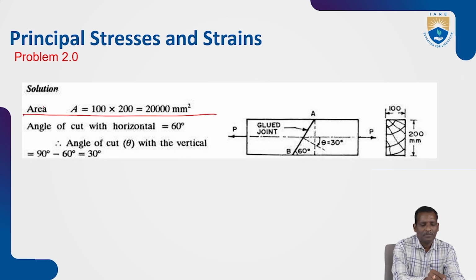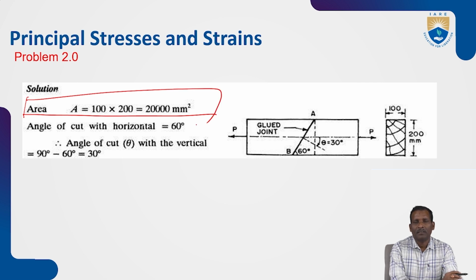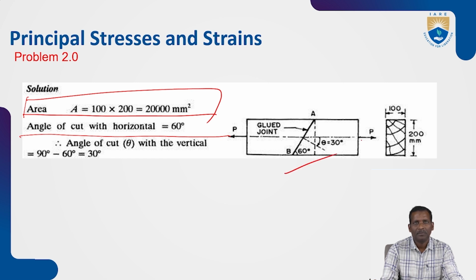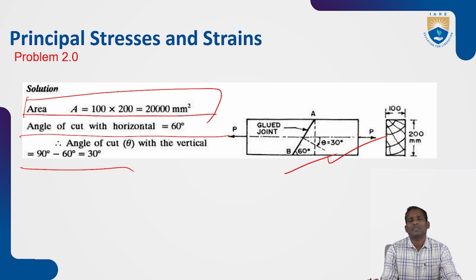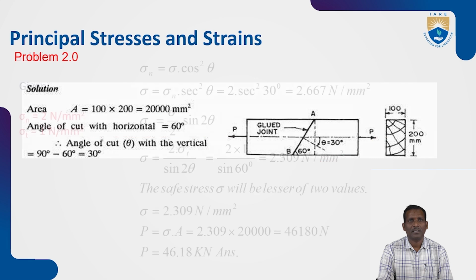So the area, rectangular section area 200 by 100, length into breadth, 20,000 mm square. The angle of cut with the horizontal is 60 degrees. But the angle of cut with the vertical is 90 minus 60, that is 30 degrees.